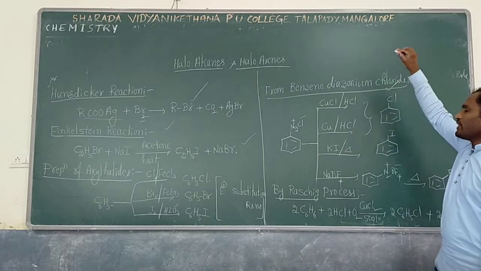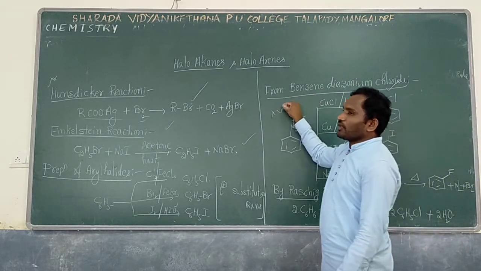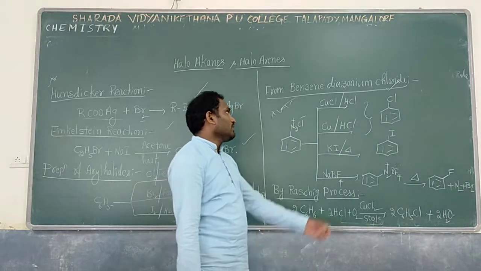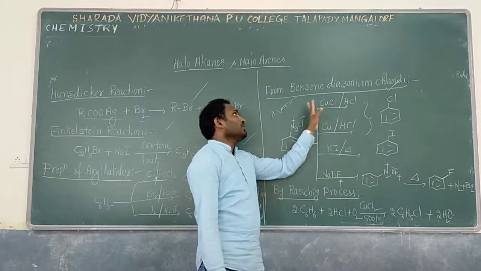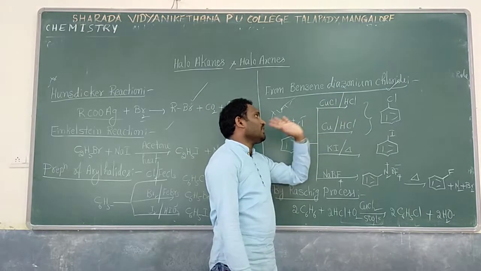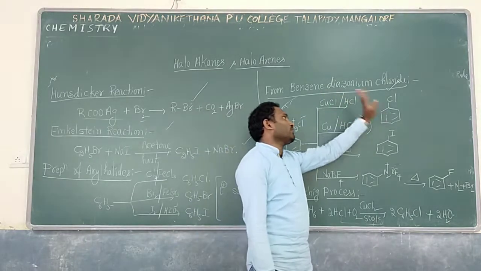Next one, it is very, very important. From benzene diazonium chloride, how can it be prepared? CuCl/HCl or Cu/HCl also you can use. In both the cases you get chlorobenzene.